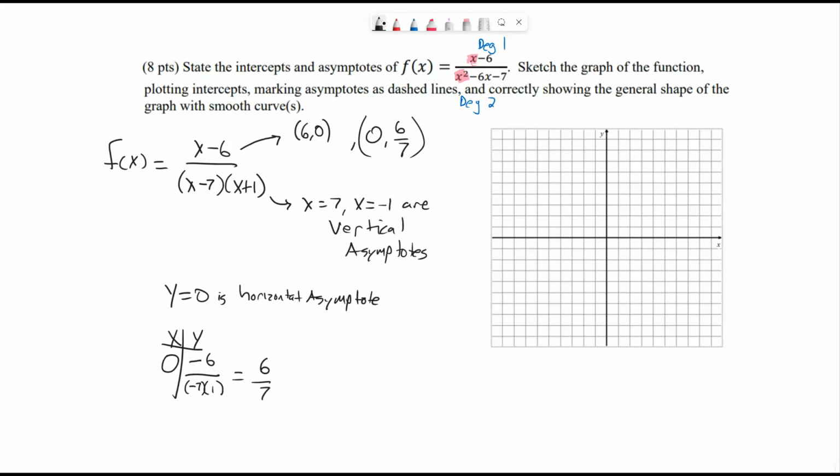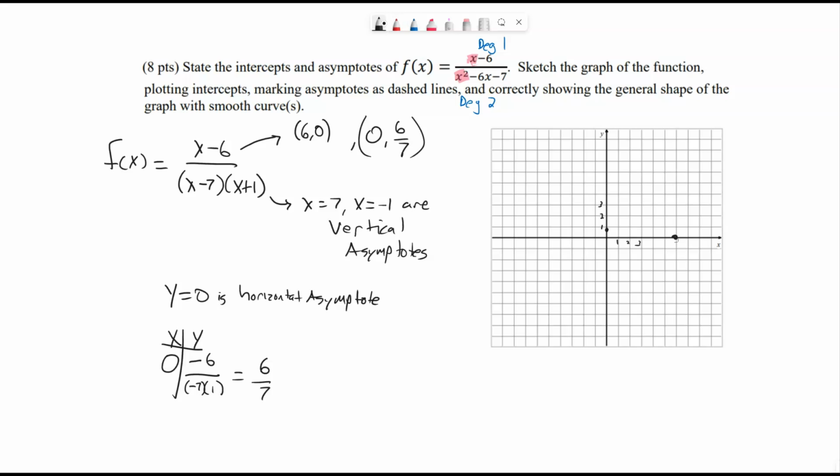The intercept (6, 0). 1, 2, 3. Let me establish the size of the scale of our graph, labeling the tick marks. So (6, 0) here, and (0, 6/7) there. Definitely not enough information to graph.